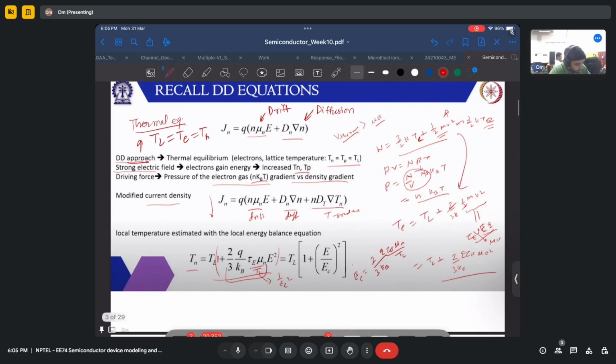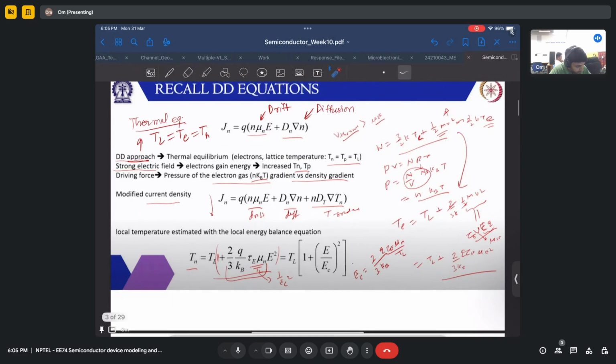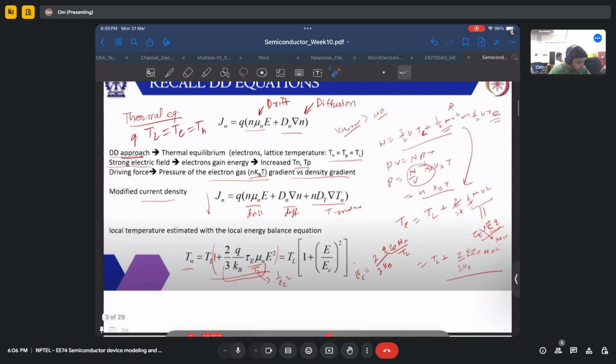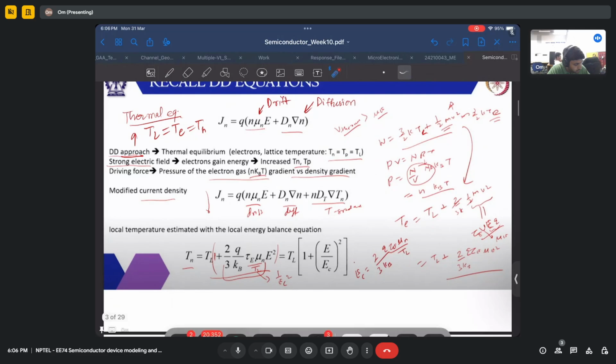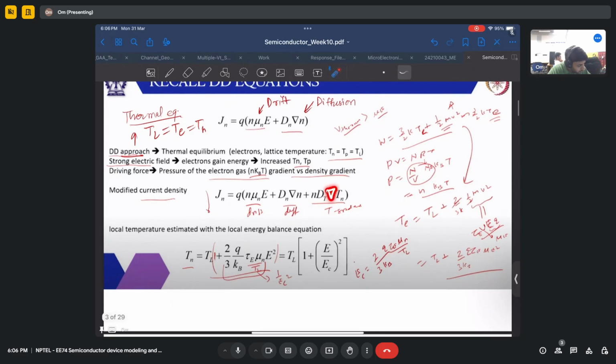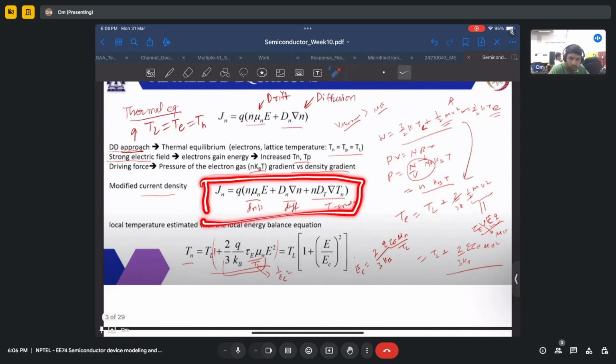But under very high electric field, electrons gain energy, or the carriers gain energy, and their temperature is increased and is not equal to the lattice temperature or room temperature. So this brings a localized temperature gradient, which is also now a cause of current. So the drift diffusion equation is modified as follows, where we have the drift component, diffusion component, as well as a temperature gradient component.